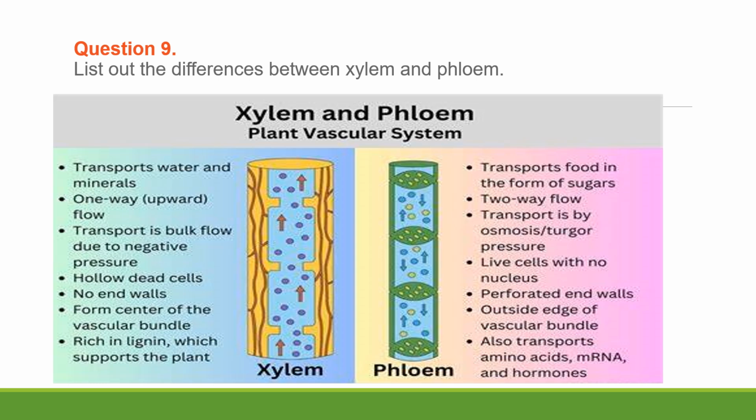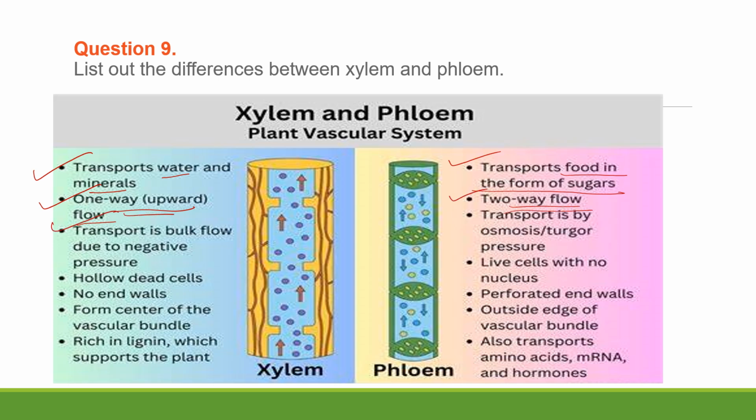So here comes the last question of your revision paper, that is, list out the differences between xylem and phloem. So how are you going to write it? See, this is a tabular method. This is xylem. Xylem transports water and minerals. It is a one-way upward flow. Here you can see that phloem transports food in the form of sugars. It is a two-way flow.